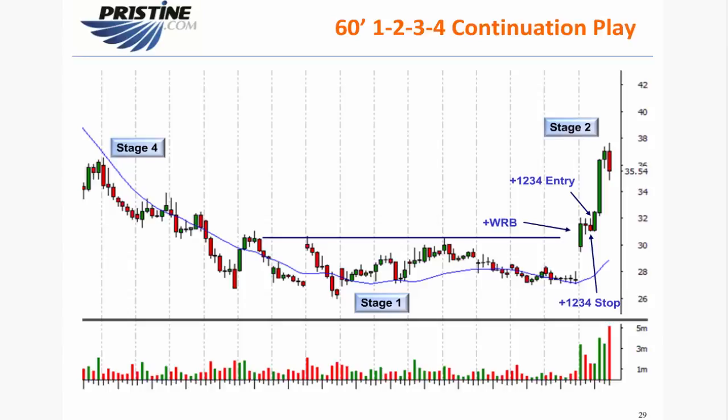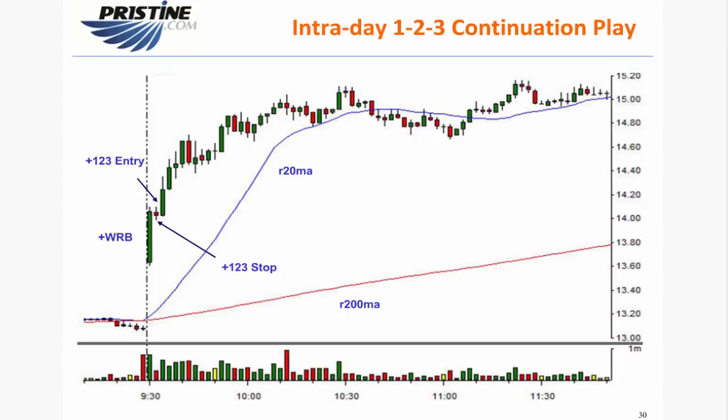Okay. So now here we've got another chart intraday. Gap up off the open. First candle here closes with a wide range bar. You get an inside bar following it. 1, 2, 3 continuation. Buy it over the high. Stop under the low. Really tight. Stop there. And then boom, off it goes.